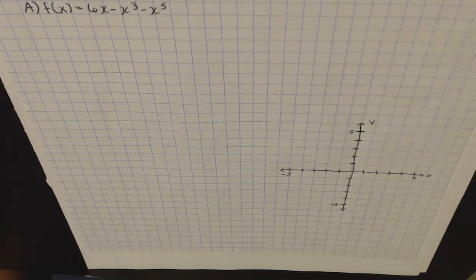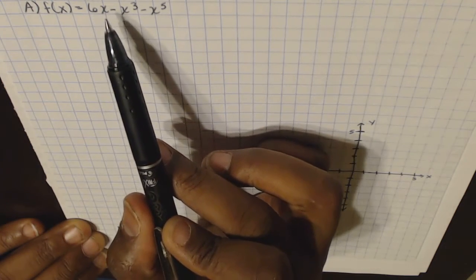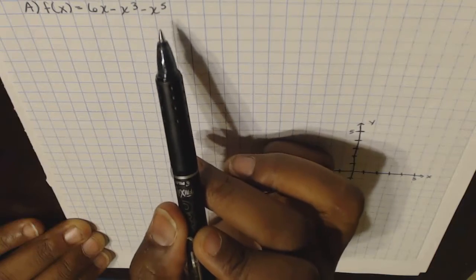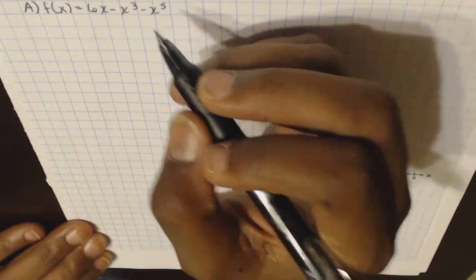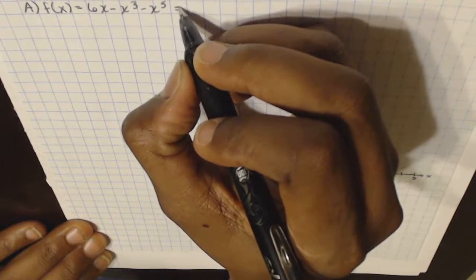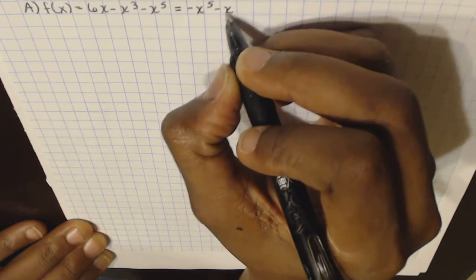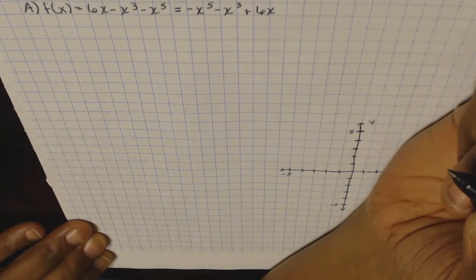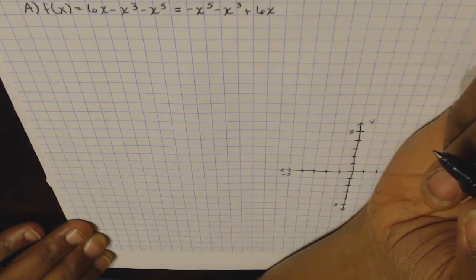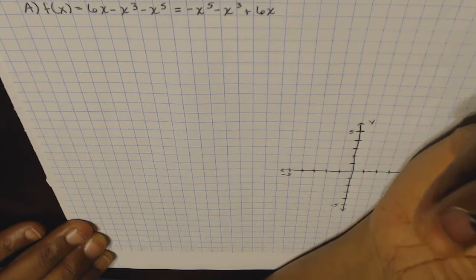The question reads graph. The function given is f of x is equal to 6x minus x cubed minus x to the fifth. This is not written in standard form. I would recommend changing this to the opposite of x to the fifth, minus x cubed plus 6x. And we will follow the procedure given in the lecture notes.